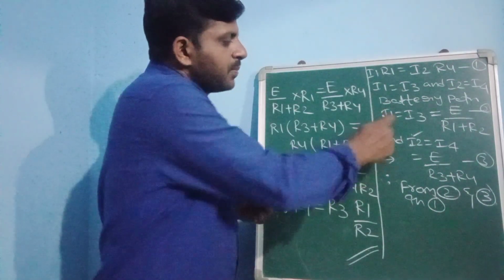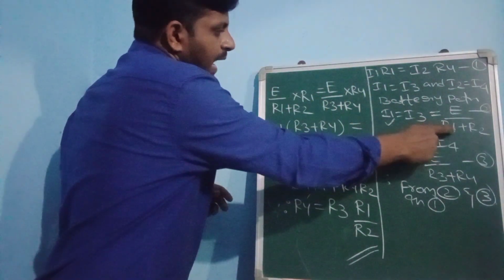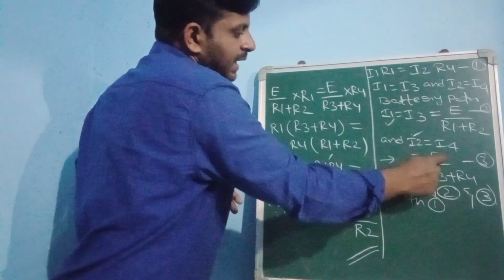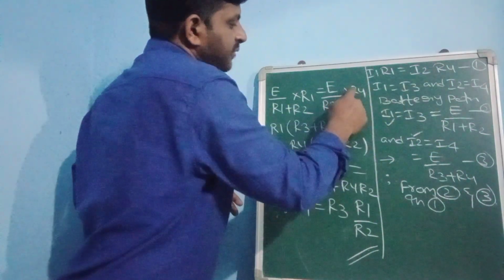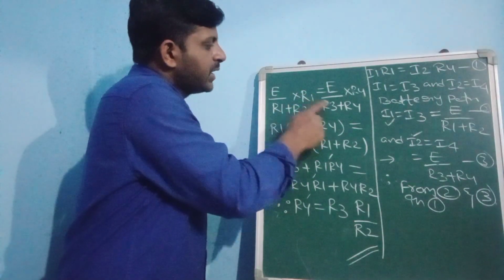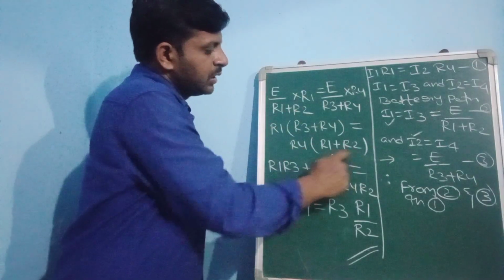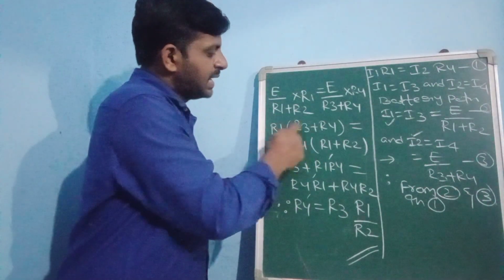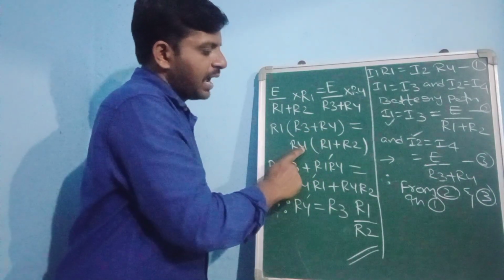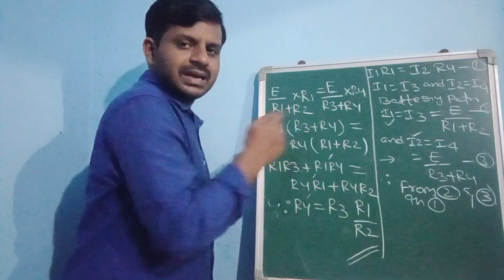So substitute both I1 and I2 in equation 1. Then we get E by R1 plus R2 into R1 equal to, for I2, substituting E by R3 plus R4 into R4. By cross multiplication, R1 into R3 plus R4 equals R4 into R1 plus R2. By multiplication, R1 into R3 plus R1 into R4 equals R4 into R1 plus R4 into R2, which is given like this.